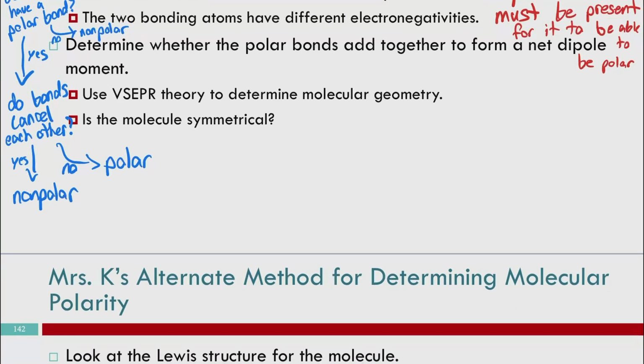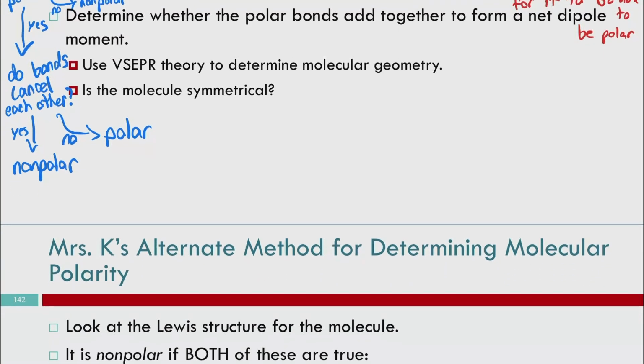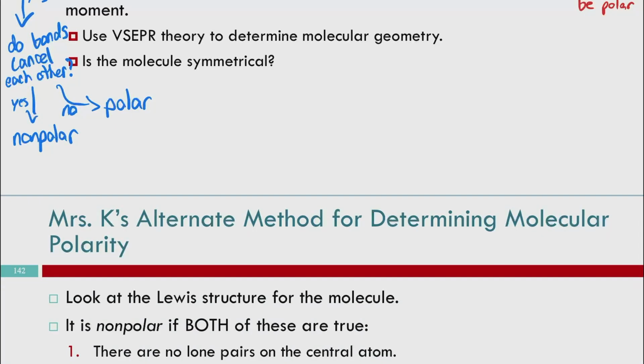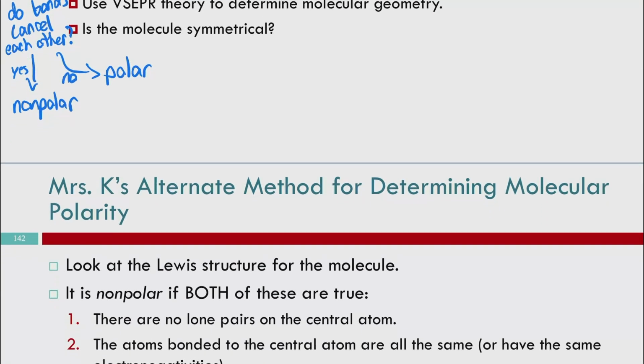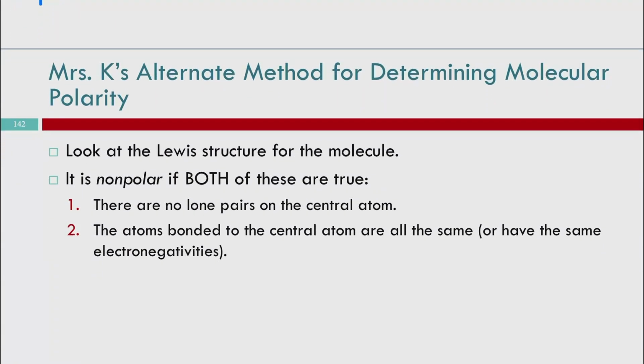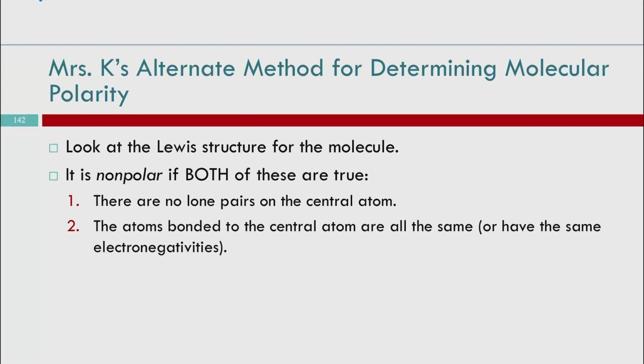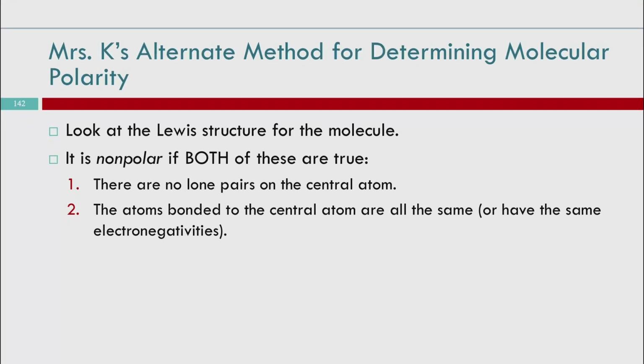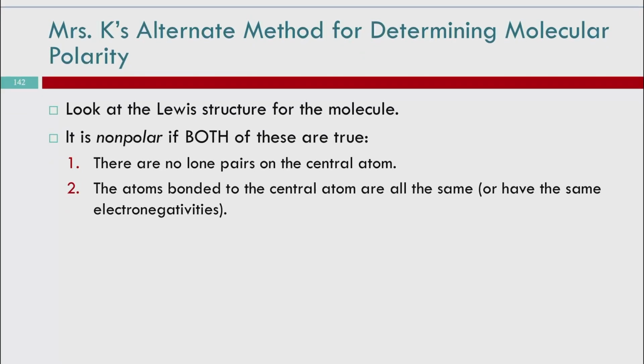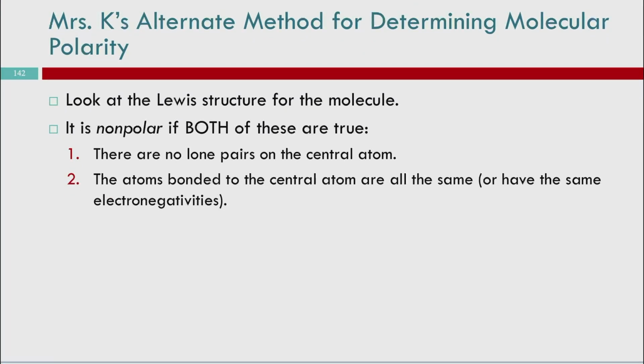And this is affectionately referred to as Mrs. K's alternate method for determining molecular polarity. Mrs. K not being my wife, also not being me, rather my mom. So Mrs. K's alternate method for determining molecular polarity. This is the quick way of figuring out if something is nonpolar.